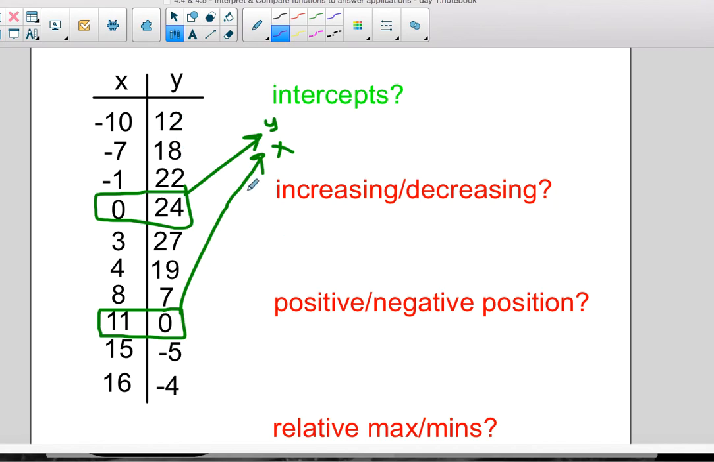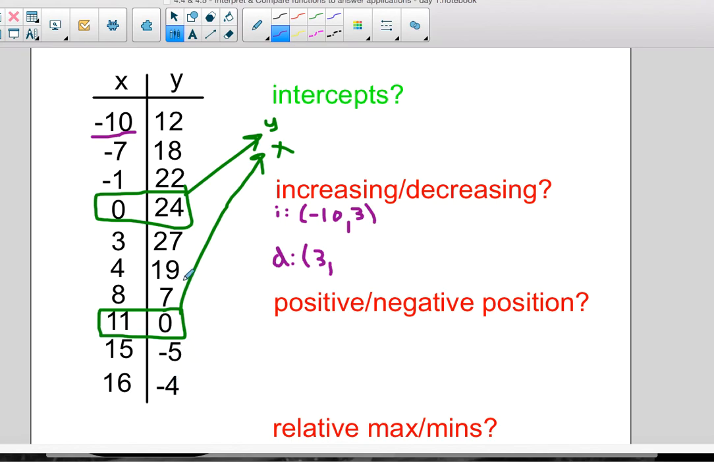So I'd say I'm increasing from, again, we only worry about the x's, looks like negative 10 to the 3, 27. I was increasing until I hit that. And then I'm decreasing, starting with that 3, 27. After that, I'm decreasing. So notice how they both have the 3 in common. All right, let's see where I decrease to. So 27, 19, 7, 0, negative 5. Okay, so all those went down. Negative 4 is actually going back up.